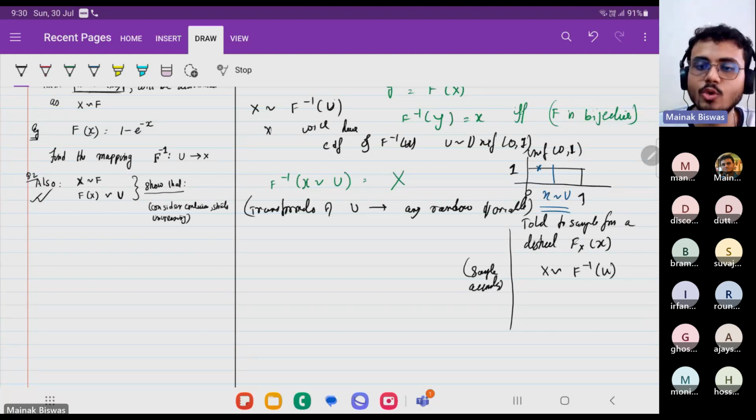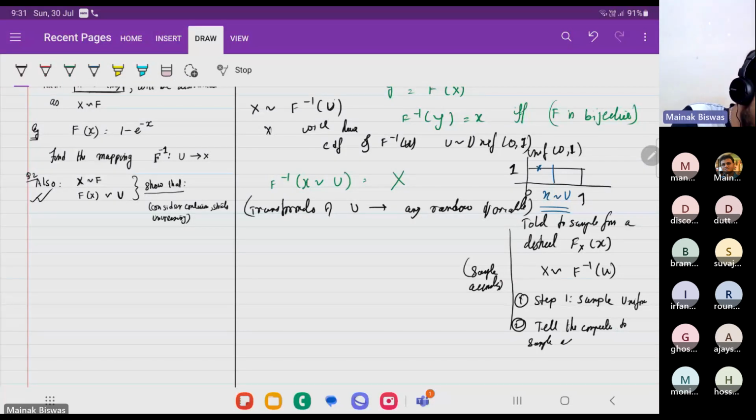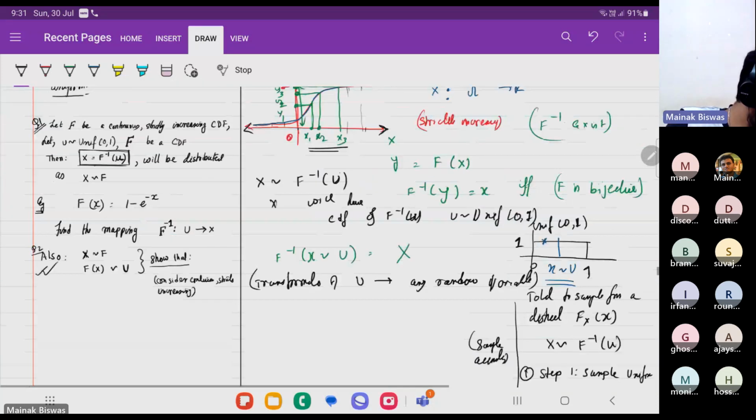So for example, you will do np.random, or Java's Math.random, of 0 and 1. And then you will just put in the f inverse function and tell the computer to sample from that distribution. And you will be able to sample from any CDF distribution. Do you understand? Step one, sample uniform. And then tell the computer to sample according to f inverse of u. Right? So you will get the probability. Let's see how to do that.